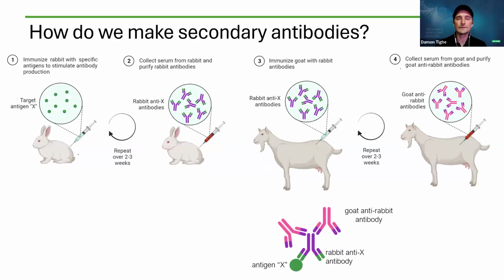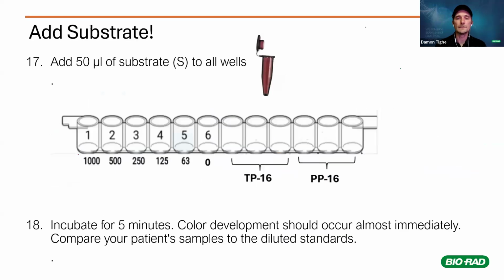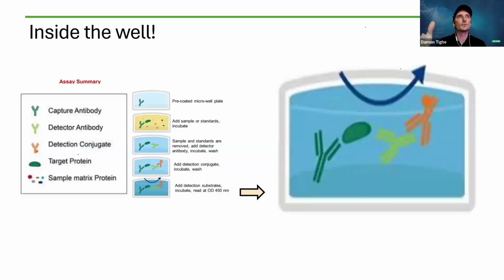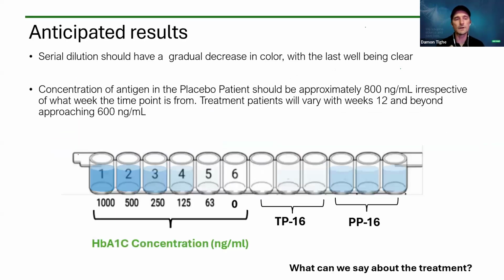I'm just going to skip through how to do that. Now when you add the substrate, you'll get a color change. And how much of a color change you get is going to correlate directly to how much A1C was present. If students look at that compared to the serial dilution that they did, they could just eyeball this and say, I've got about this much A1C concentration in my specific patient. And this will allow them to start to piece together as a group what's going on with semaglutide if you're giving it to patients over the course of 16 weeks.